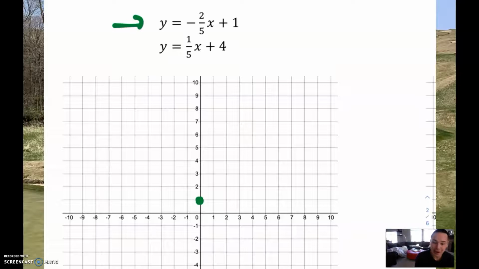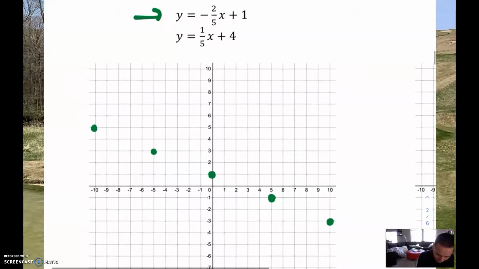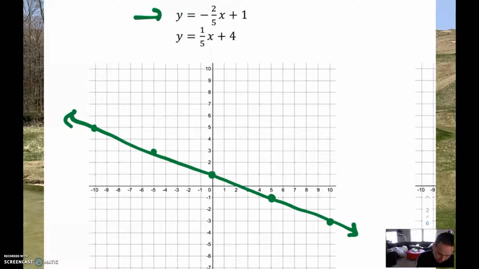Now from there, the slope is -2/5. So it's going down by 2 and over to the right by 5. So from that point that we had, we're going to go down by 2 and over by 5. And we're going to continue that pattern down 2 over 5. And we can go backwards doing the same pattern, going up 2 and backwards 5. And that is the line. So that's the top one that we just graphed.